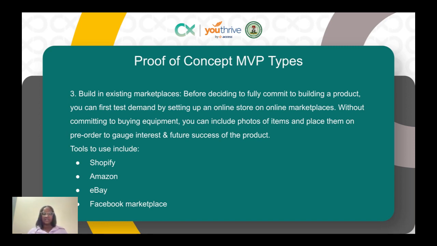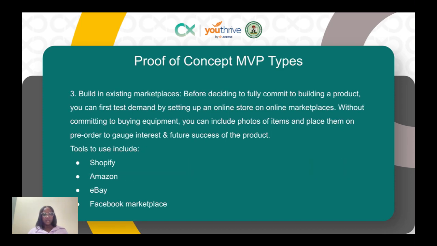You can go on existing marketplaces like Shopify, Amazon, eBay, and put products up on pre-order. You don't even have to buy equipment. You put products up on pre-order and then include photos of these products, and then you can see how users are interacting with it. Are they interested in the products you are selling? Are they interested in an e-commerce store? By interest, you are even able to further validate your problem, and then you can now go back and invest in a proper app.